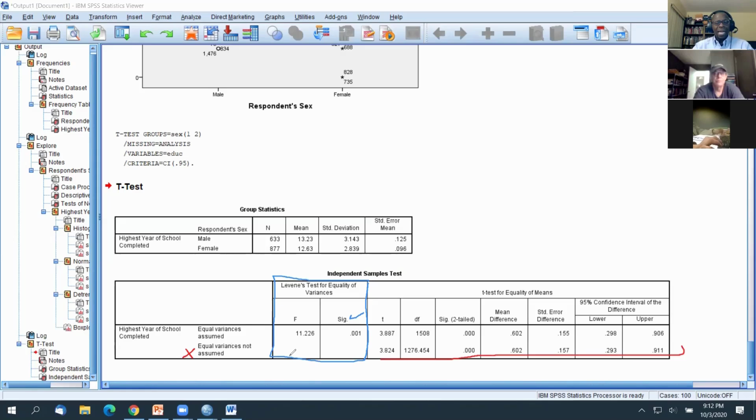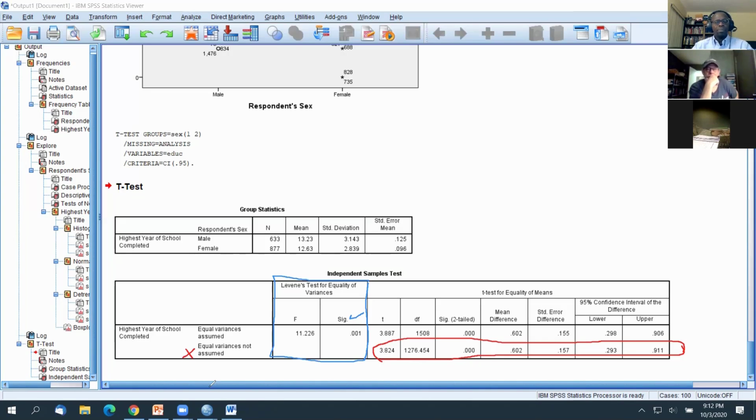Equal variances not assumed. If this was greater than 0.05, then we would use the top, right? We would use the top. So you have to remember that. And I've written that on the cheat sheet.